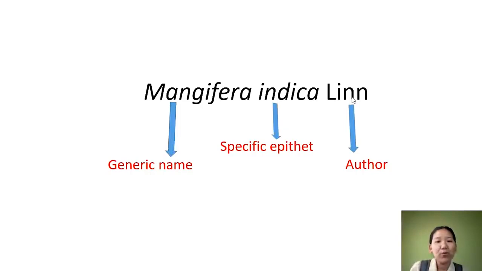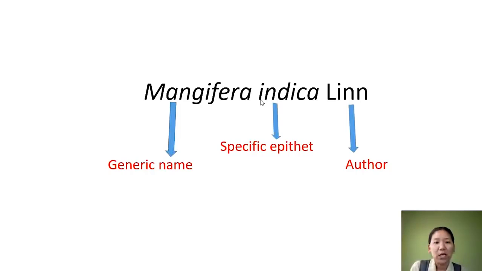Another rule here is about the generic name. The first letter of the generic name starts with a capital letter. In Mangifera indica, the first letter of the generic name starts with a capital letter, and the first letter of the specific epithet starts with a small letter. This is another rule.